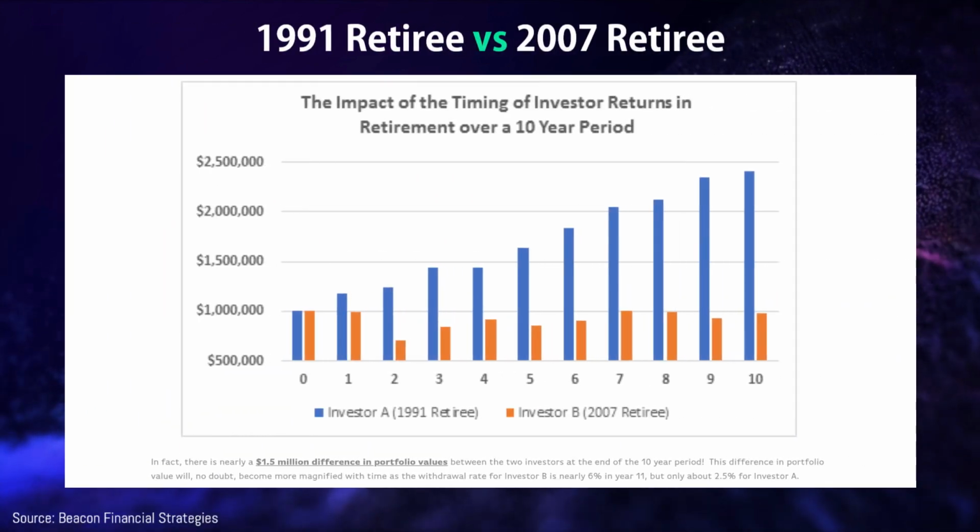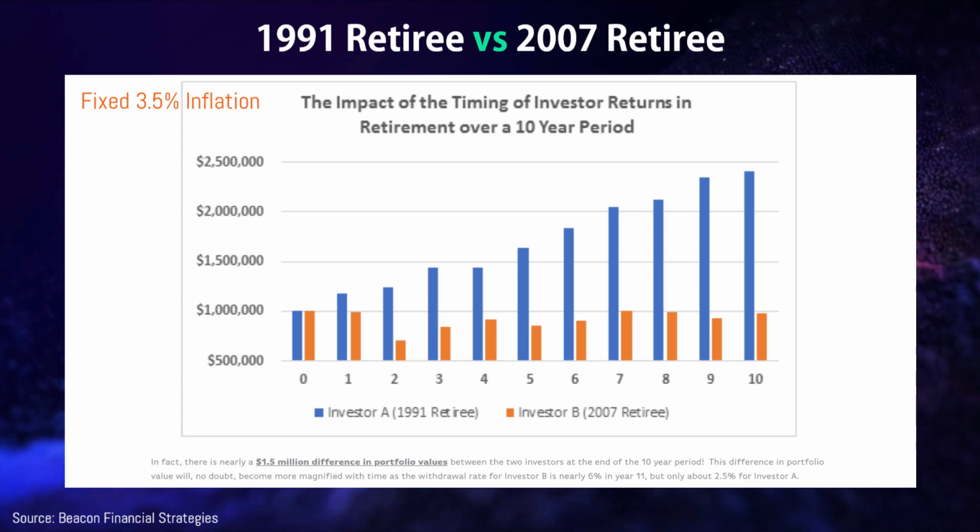To visualize this, let's look at an example from Beacon Financial Strategies. They looked at two retirees, one who retired in 1991 just before a strong bull market, and another who retired in 2007 right before the global financial crisis. Both started with $1 million in a 60-40 portfolio, and used the 4% withdrawal rule. They assumed a fixed 3.5% inflation rate for both scenarios.